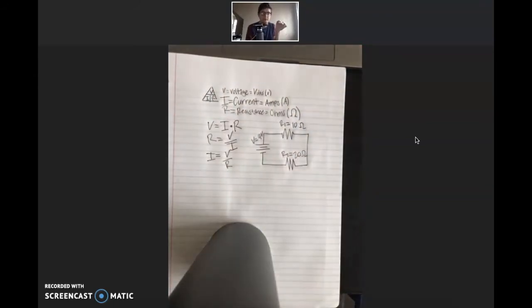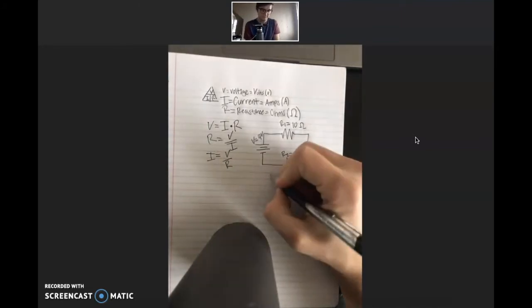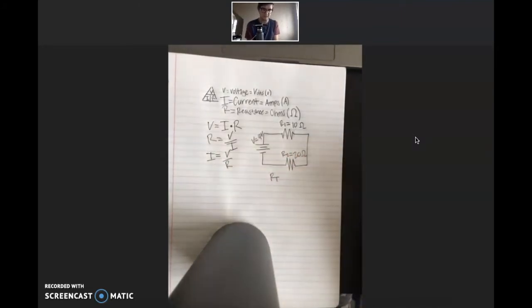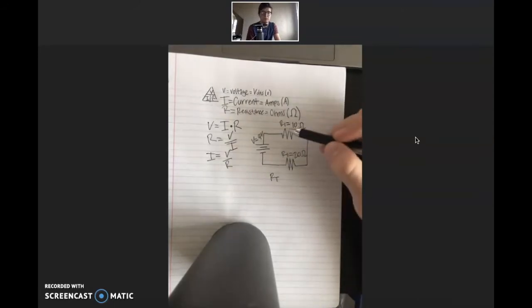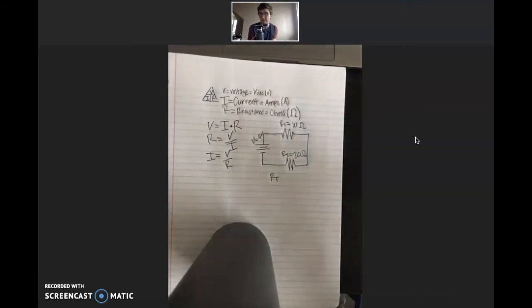So, reminder: we want to solve for total resistance in a series circuit only. This is considered a series circuit because these two resistors, resistor 1 and resistor 2, are in series. They're in a line. There's no branches coming out over here to make another branch. There's nothing special to it. It's a simple line with multiple components, being the two resistors, on the same line.